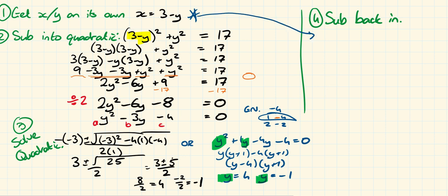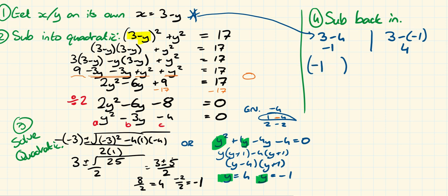X is 3 minus y. So for the first one, we have 3 minus 4, so that'll be minus 1. And for the second one, we have 3 minus minus 1, so that would be 4. So our two answers are going to be 4, minus 1 and minus 1, 4.